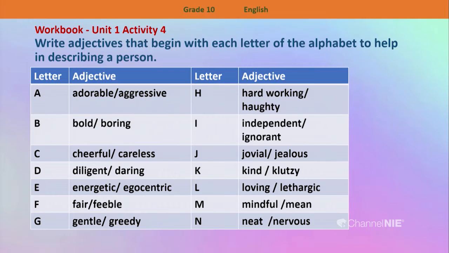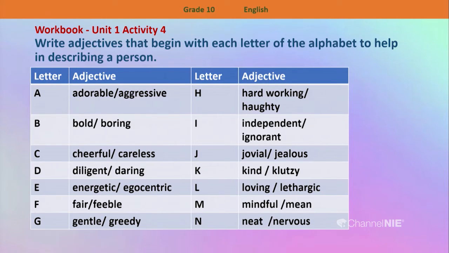Okay. F, fair, feeble. G, gentle and greedy. H, hardworking, haughty. Very, very proud. You are very proud of yourself, very haughty. You think too much of yourself. I, independent, ignorant. J, jovial, jealous. Good quality, friendly with everybody, very happy, cheerful, jovial. Jealous, a negative quality.